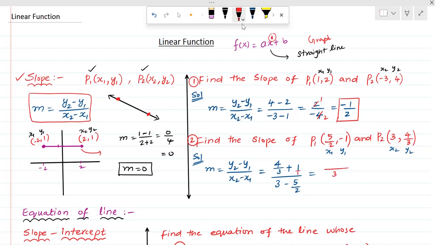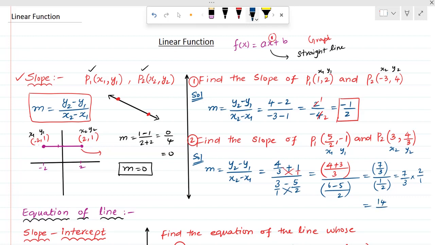Since it is 3, cross multiply, you will get 4 plus 3. This is the numerator part finished. Now what about the denominator? Over 1, cross multiply, you will get what? 2. It is 6 minus 5. So the answer will be 7 over 3 over 1 over 2. So this can be written as 7 over 3. If you reciprocal this part, it becomes 2 over 1. So the answer is 14 over 3. So this is the slope of the 2 points.